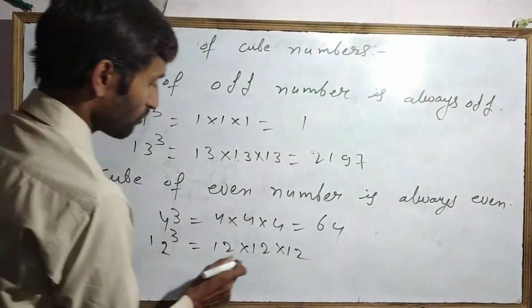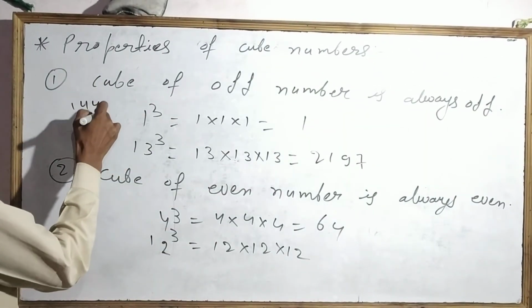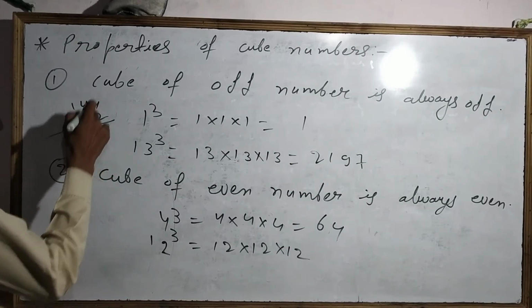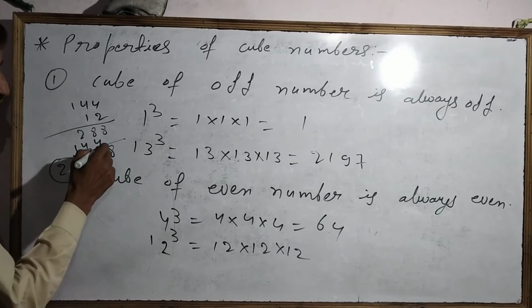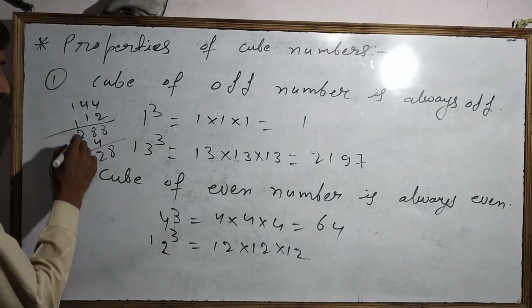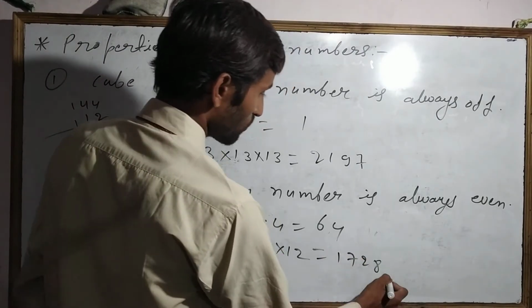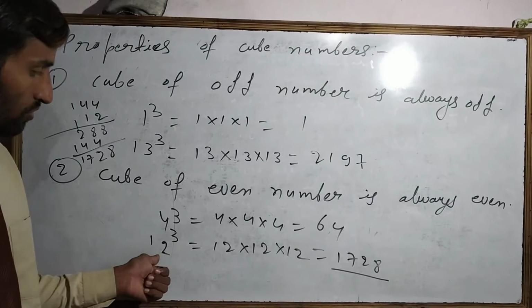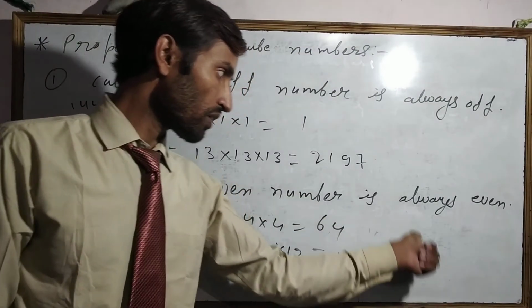If you multiply, 12 times 12 is 144. Then 144 into 12 gives 1728. This is an even number, because 12 is an even number also. So the cube of an even number is always even. Just remember this property.